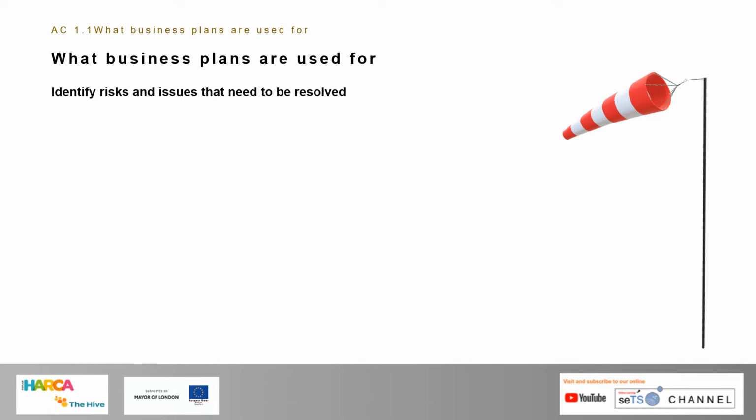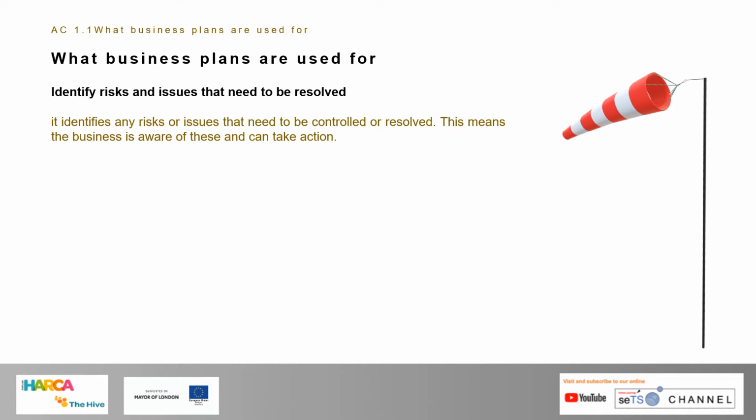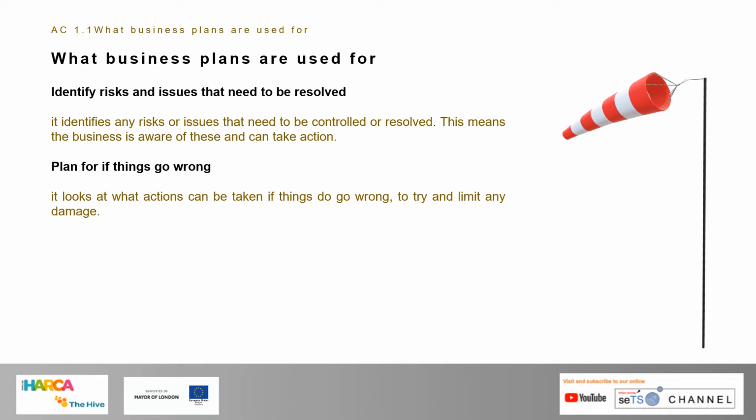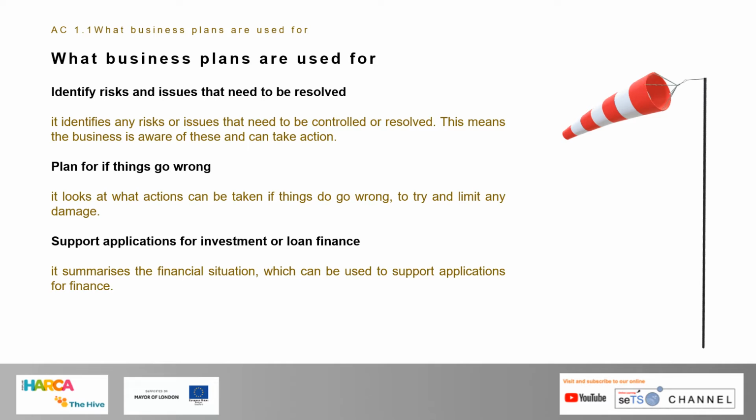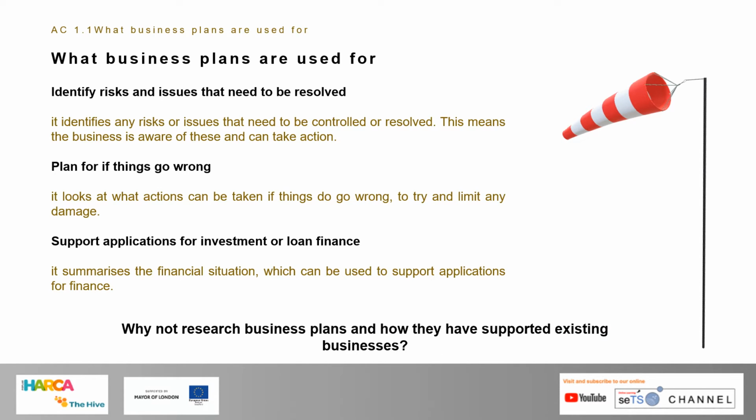Identify risks and issues that need to be resolved. It identifies any risks or issues that need to be controlled or resolved, and this means that the business is aware of these and can take action. Plan for if things go wrong. It looks at what actions can be taken if things do go wrong to try and limit any damage. Support applications for investment or loan finance. It summarises the financial situation, which can be used to support applications for finance. Why not research business plans and how they have supported existing businesses?